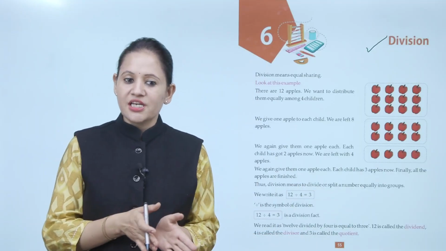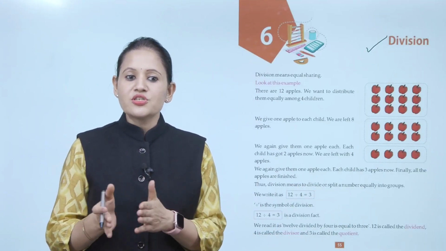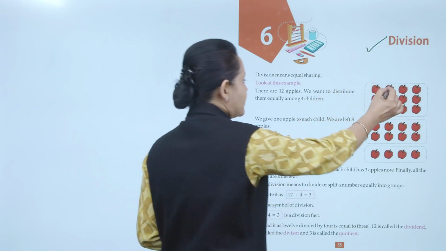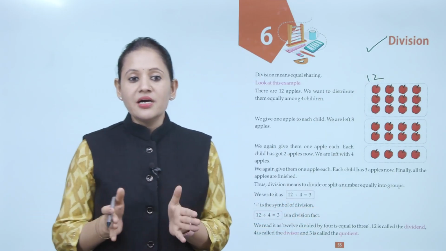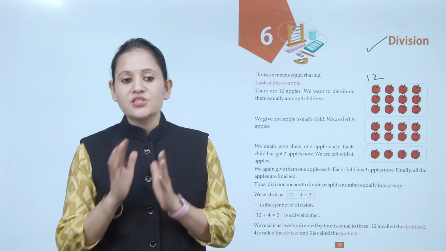Division means equal sharing. Look at this example. There are 12 apples. We want to distribute them equally among 4 children. So, total 12 apples. We want to distribute among 4 children equally.